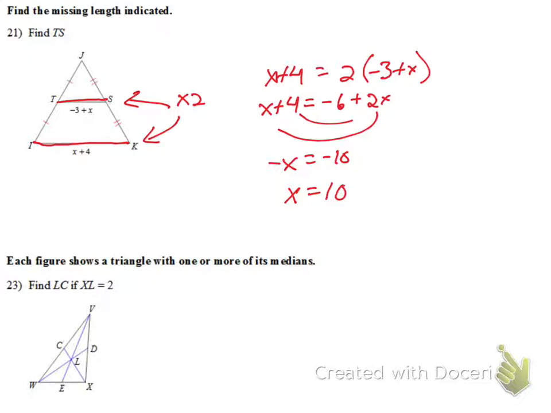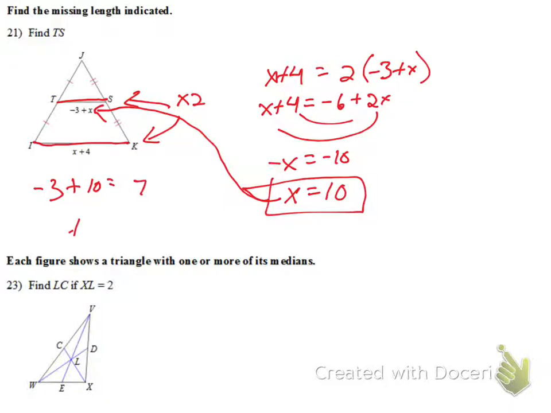So I found what x is, right? So then I need to plug it in. That's the key thing. Plug it into TS. So negative 3 plus 10 is equal to 7. So TS is equal to 7. So make sure you're reading the directions, or you make a mistake like I did. It says find TS. So first we had to find what x equals, and then we can plug it back in.